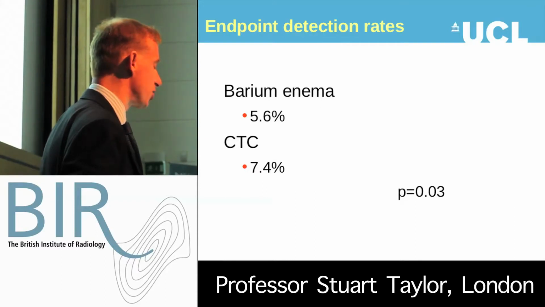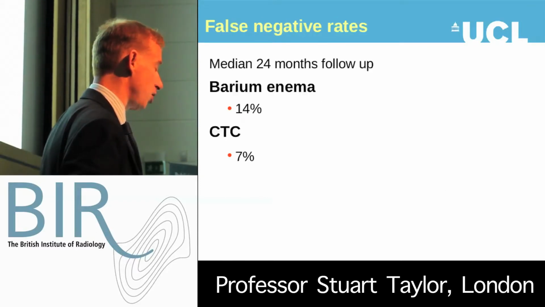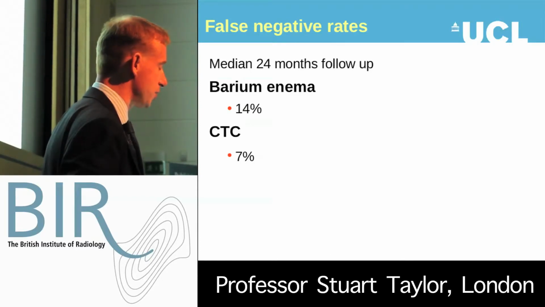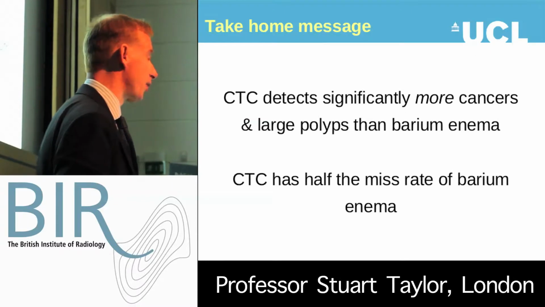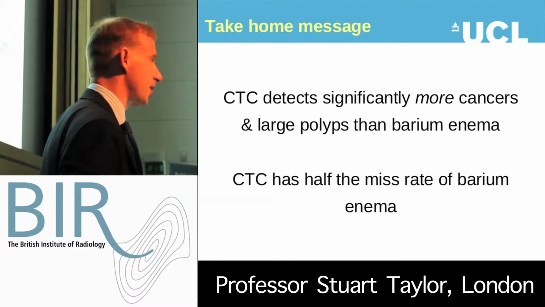We followed the patients up for at least 24 months. It's now much longer in this study. CTC wasn't perfect. It did miss tumours. No test is perfect, but it was half the rate of the barium enema. So I think our take-home message is that CTC finds more cancers and large polyps than barium enema, with half the miss rate. So really, in clinical practice in the NHS now, we shouldn't be using barium enema. We should be moving over to CT colonography.